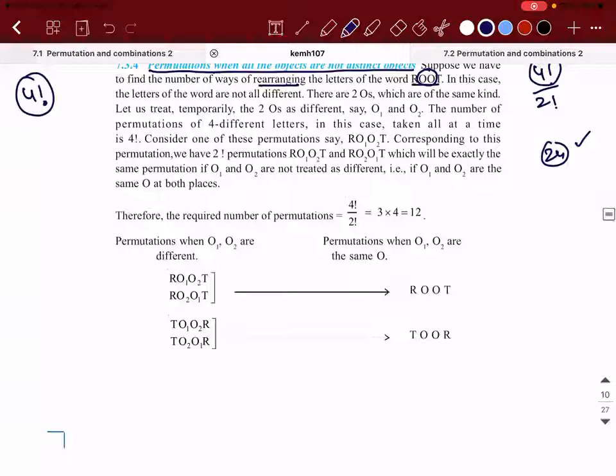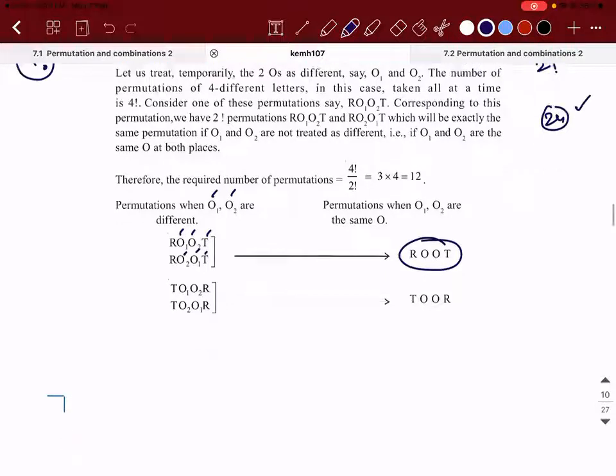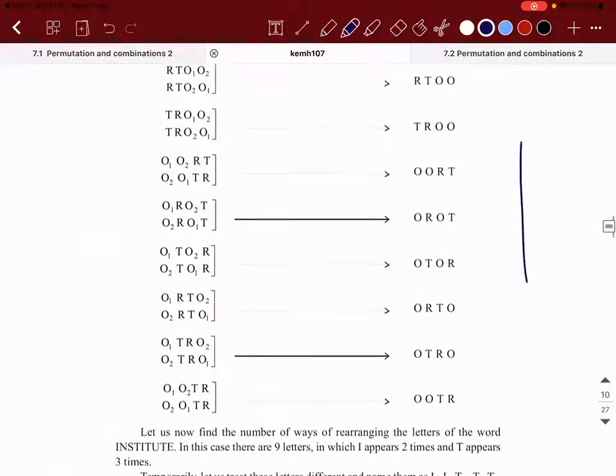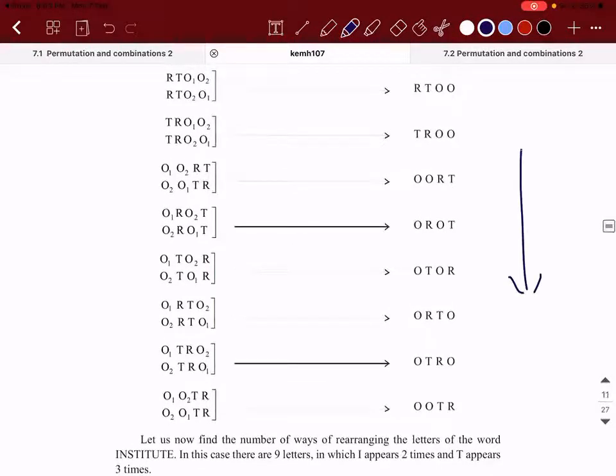Because you take O and O, whether you put the first O first or the second O first, the word is still going to be the same. They are identical objects. If you write R, O1, O2, T and R, O2, O1, T, you're still writing the same word ROOT. Correct? So when you do this kind of thing, you will only get 12 outputs because the same letter is getting repeated.